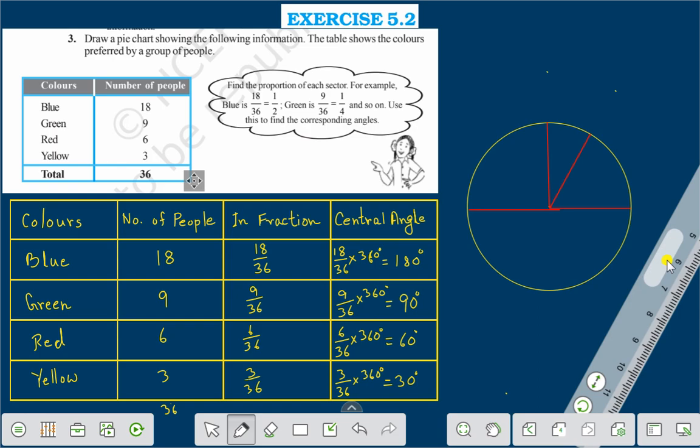Now we'll write the various colors. Here we are writing that 180 degree, that is blue. And it is 180 degree. 90 degree, that is green. This is 90 degree.